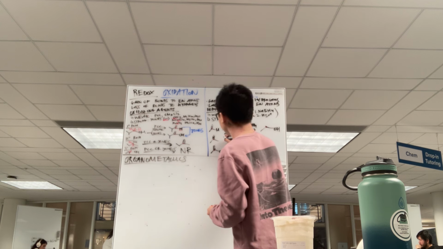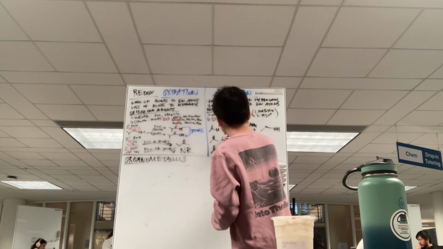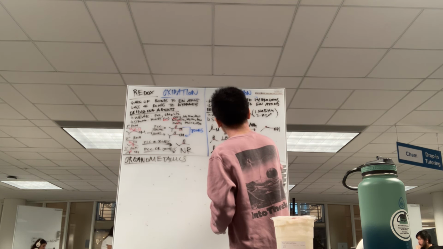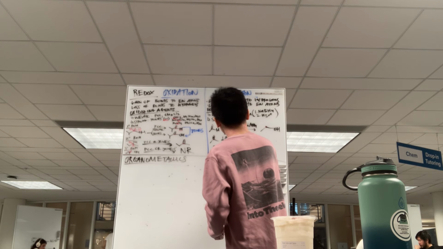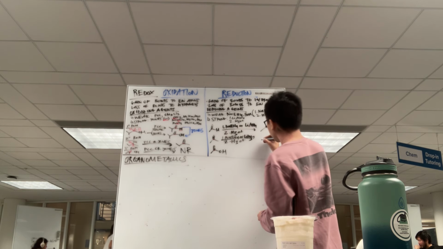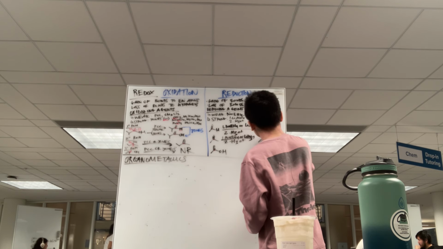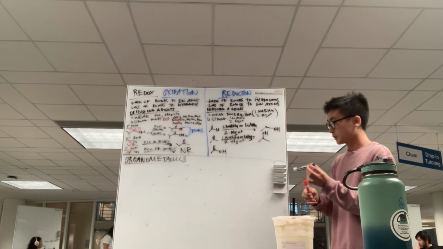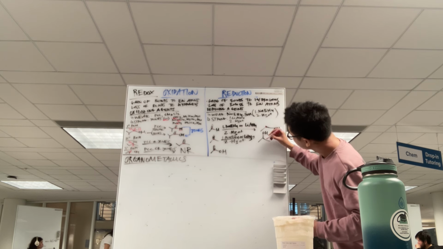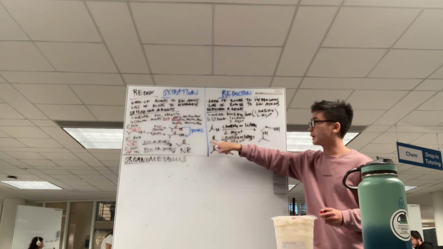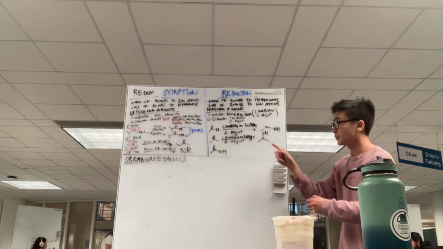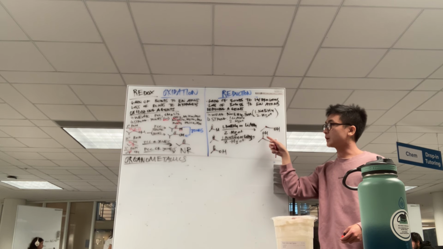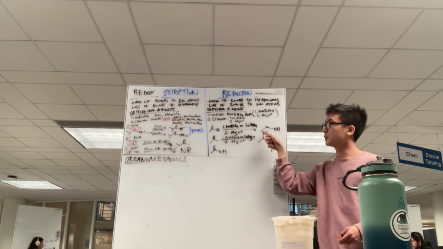A ketone can also be reduced by both NaBH4 or LiAlH4, then H3O+, to get a secondary alcohol. Because we see here that this carbon had 0 hydrogens and 2 bonds to oxygen, but when we reduced it, this carbon now has 1 bond to hydrogen and 1 bond to oxygen.